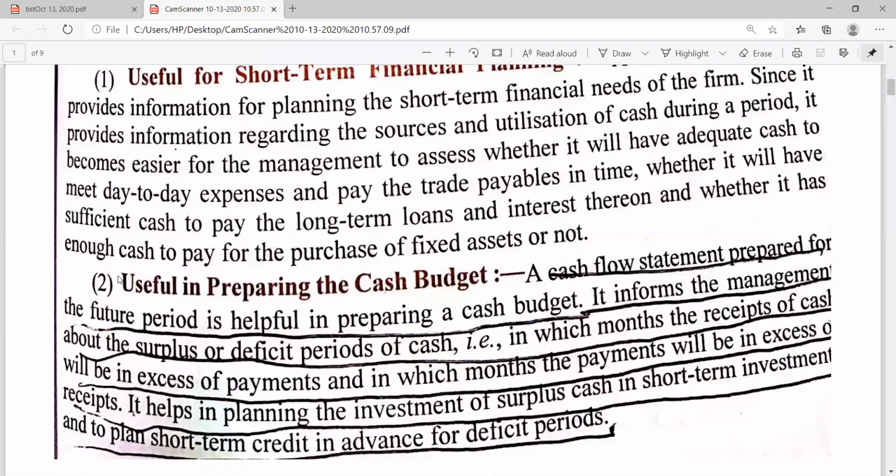Useful in preparing the cash budget. A cash flow statement is also helpful for the preparation of the cash budget. It informs how the surplus and the deficit of cash in a particular period are to be managed, because every month the payments and receipts are to be recorded. It is compared. So whatever the surplus or the deficit for a particular month, that can be ascertained very easily.